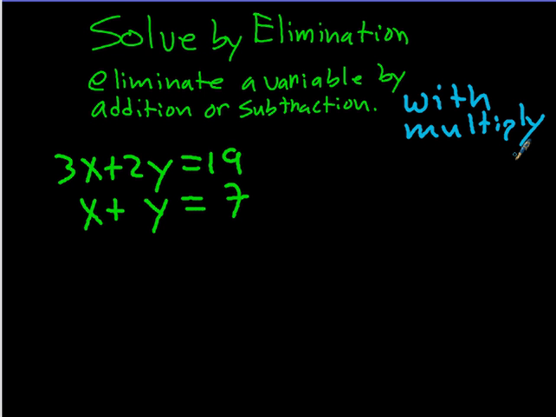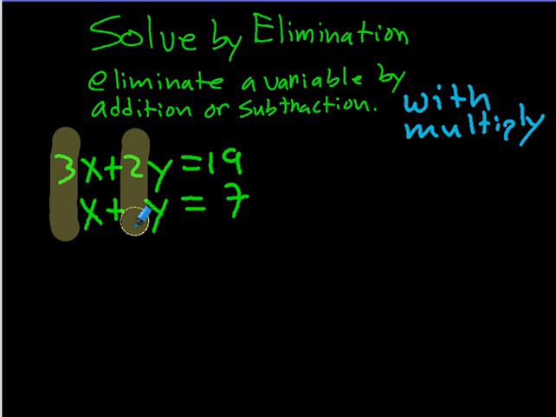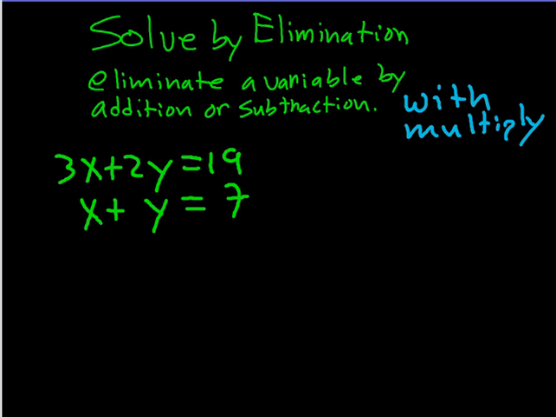Okay, so when I did it without having to multiply, it was because my variables matched up. Now they don't. I have a 3 and a 1 and a 2 and a 1, so neither the x coefficient nor the y coefficient have matching numbers. So what I can do is multiply one equation, both sides, by any number I want. I could use 0, but 0 wouldn't make much sense, and it wouldn't help. I can pick any other number I want.